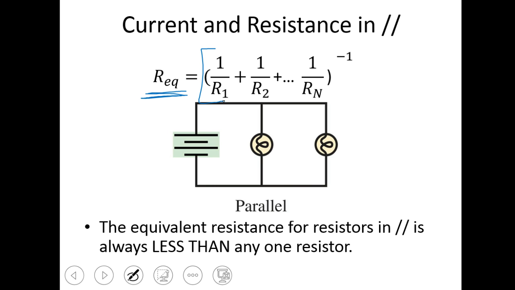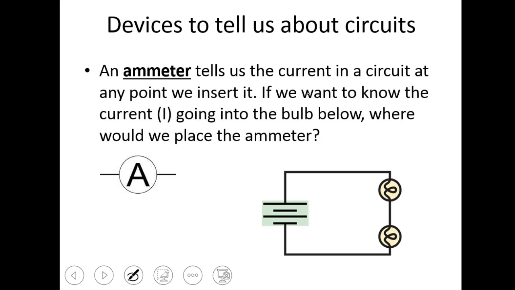The equivalent resistance for resistors in parallel is always less than any one resistor, and that's the other clue. If I've got 3 ohms and 2 ohms, then I know my total resistance is less than 3 and less than 2. Like I had 5/6 after I add them together, and 5/6 doesn't even equal 1, so I know that's a reasonable equivalent resistance for that circuit.